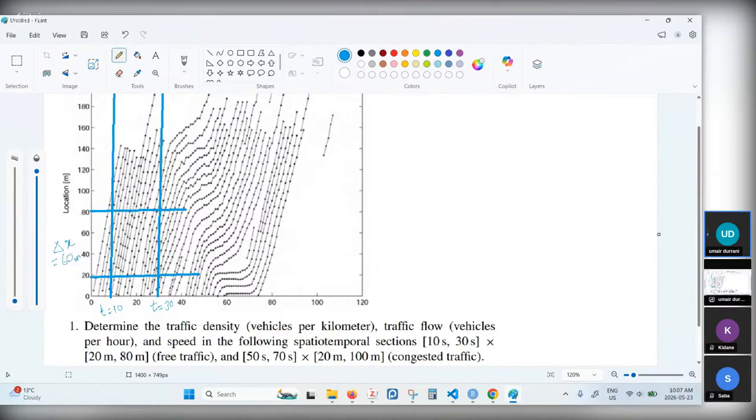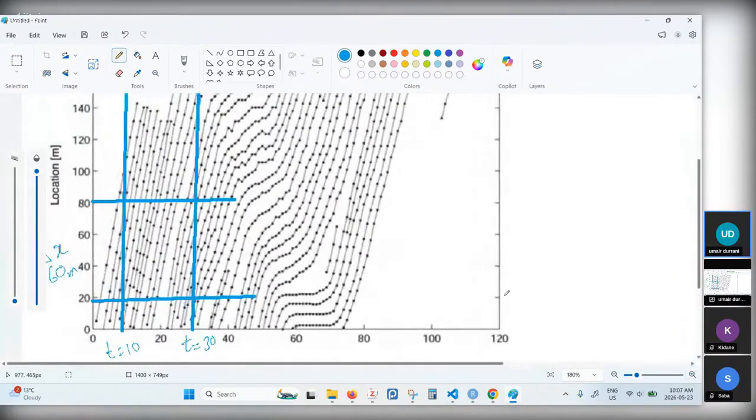So let me zoom in and then let's try to count the number of trajectories here. So starting from the bottom here, here's the first one, 2, 3, 4, and this one is not crossing this boundary, so I would say there are 4 vehicles on this t equals 30 seconds vertical line, and this is happening within the delta x of 60 meters.